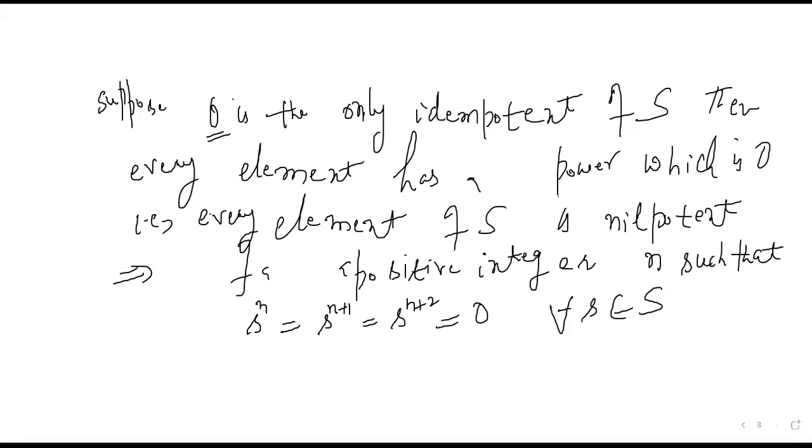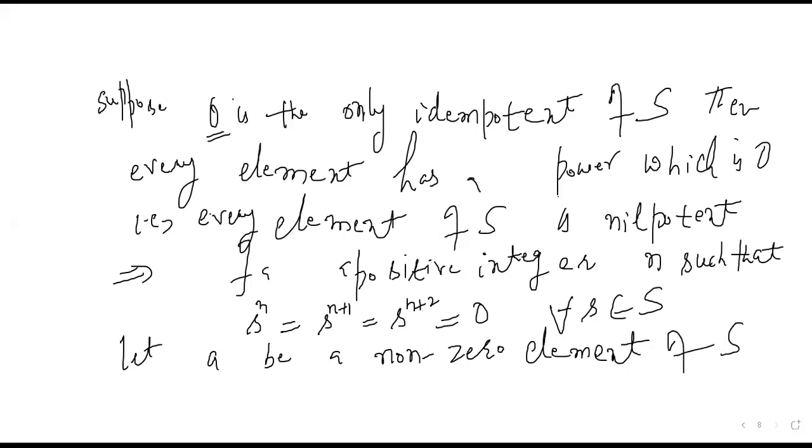Now let a be a non-zero element of S. Look, we will repeatedly use previous results here, because this is a second course on semigroup theory, so obviously we would be using the results of the previous course. So I advise you to look at the previous results. Here we will use a result for zero simple semigroups, and this is Proposition 3.1.1 in this book.